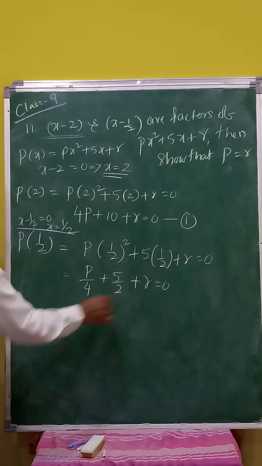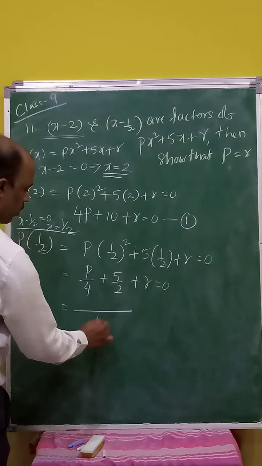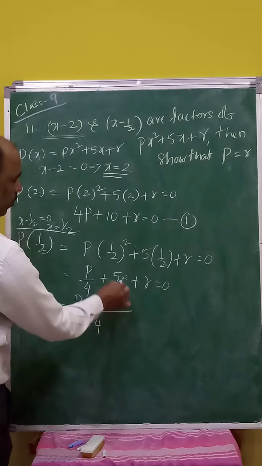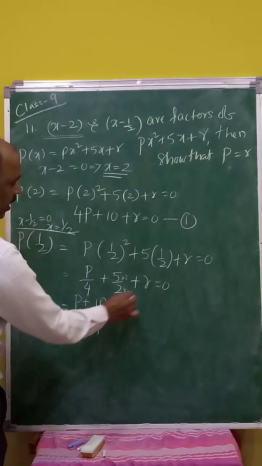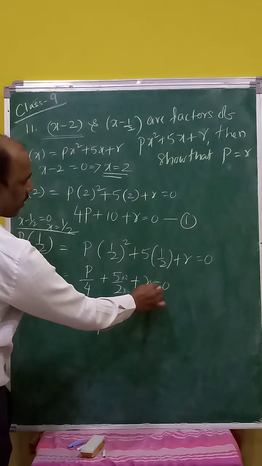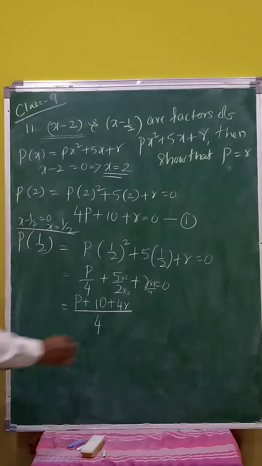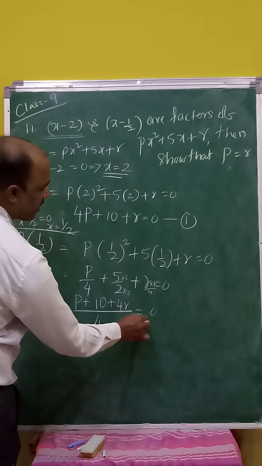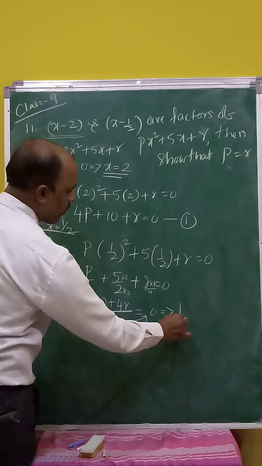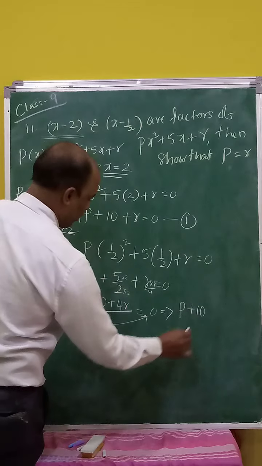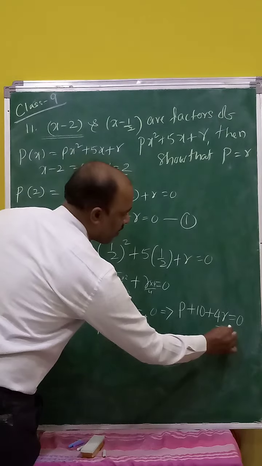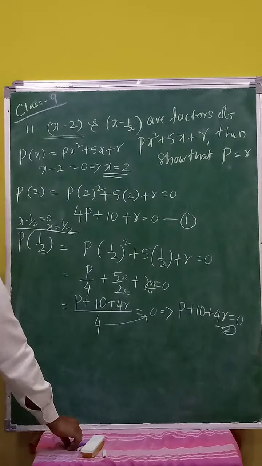Now take LCM in this. 4 is the LCM. P here multiply with 2, here also 2, 2 twos are 4. Then 5 twos are 10 here. Then last one 4r. This is 4r after LCM, that is multiply and divide with 4, is equal to 0. Now take the right side, cross multiply. 4 zeros are 0. What is the remaining term here? P plus 10 plus 4r is equal to 0. That is equation 2.